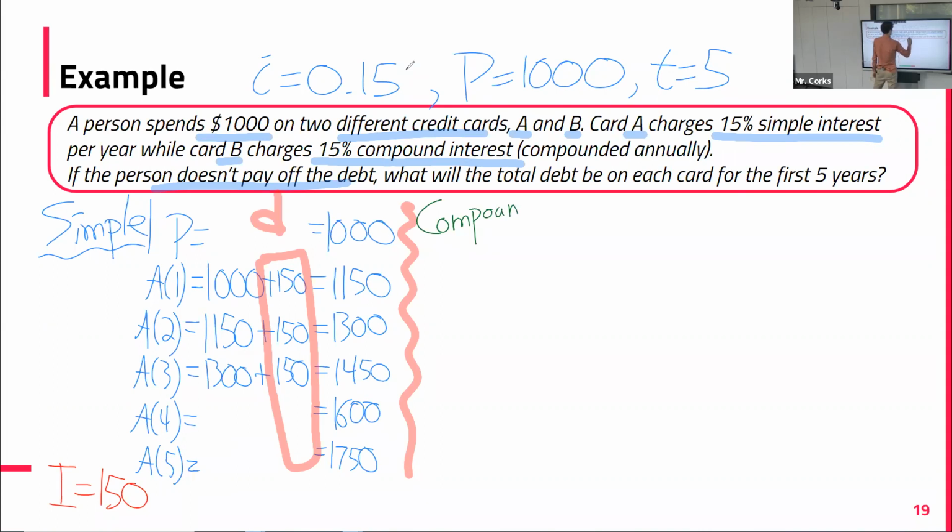Okay. Let's look at the other type here. Compound. So here as well, our principal, we are starting at 1,000. The I value, though, the dollar value of the interest, remember, will vary for compound interest. It's going to get bigger each year, so we'll have to figure it out separately for each year.